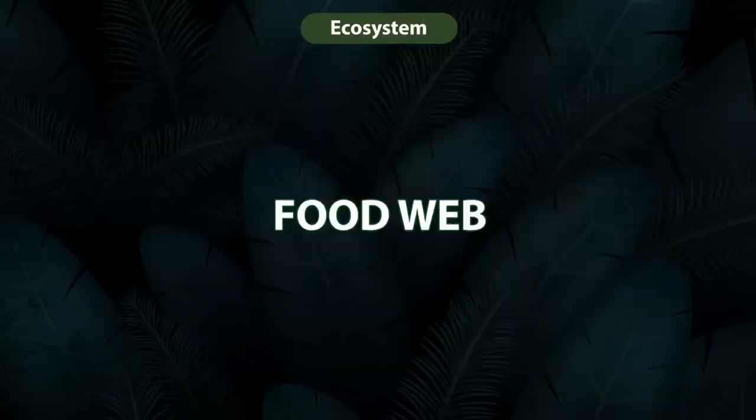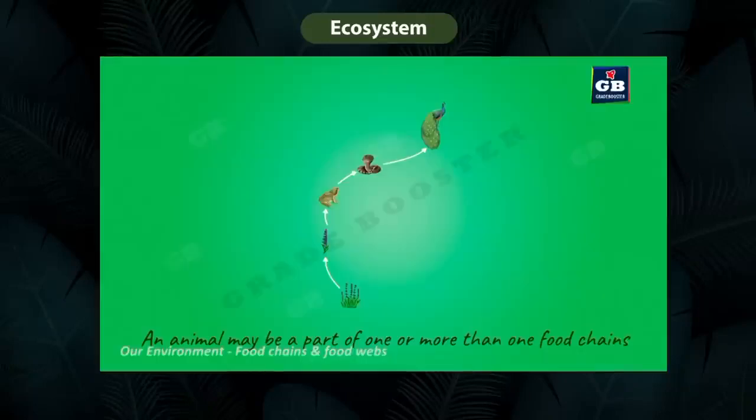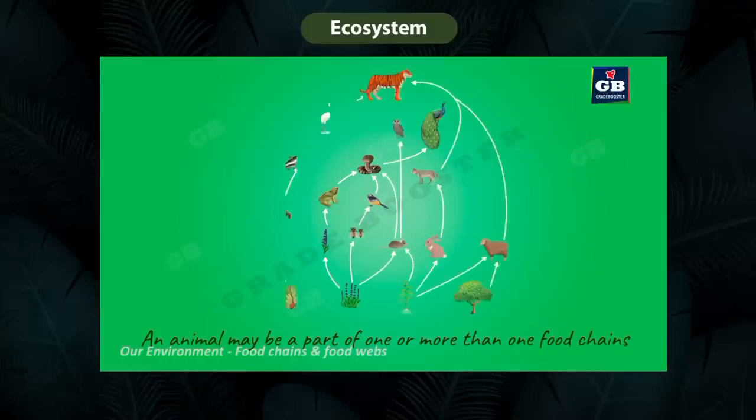Now let us learn about food web. Sometimes one animal found in a food chain of an ecosystem can be a part of another food chain also. That means in an ecosystem, many food chains may be linked with one another. If we present all these food chains in a graphical form, it looks like this. This is called a food web.